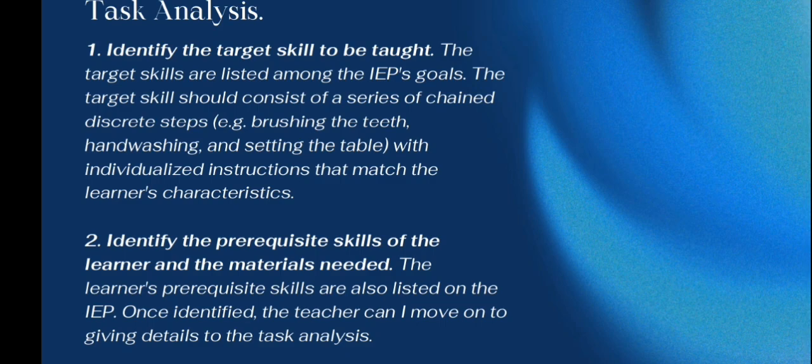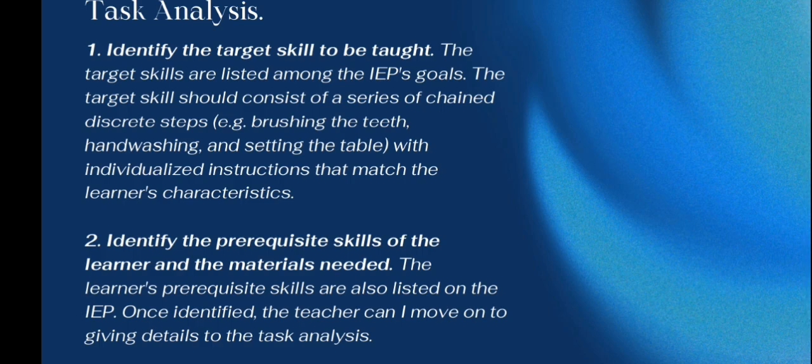First one is identify the target skill to be taught. The target skills are listed among the IEP's goals. The target skill should consist of a series of chained, discrete steps. Example, brushing the teeth, hand washing, and setting the table with individualized instructions that match the learner's characteristics.